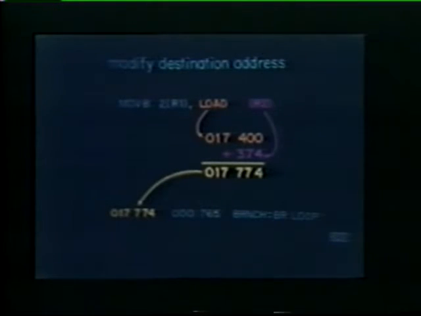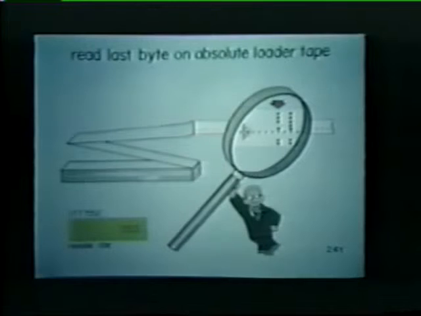Consequently, the destination address of the move byte instruction is changed. The incremented address displacement of 374 is added to the load constant 017400. The result is the address of our branch instruction 017774. The last byte is now read from the Absolute Loader tape. Its contents, 353, are placed in the high-speed paper tape reader DBR.